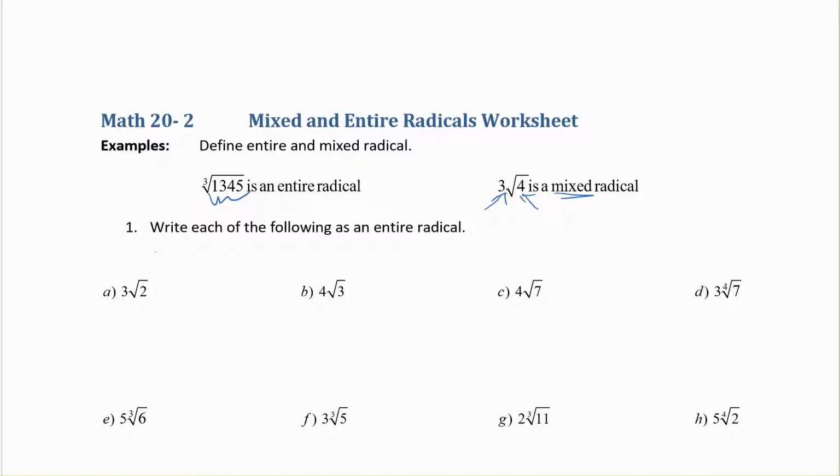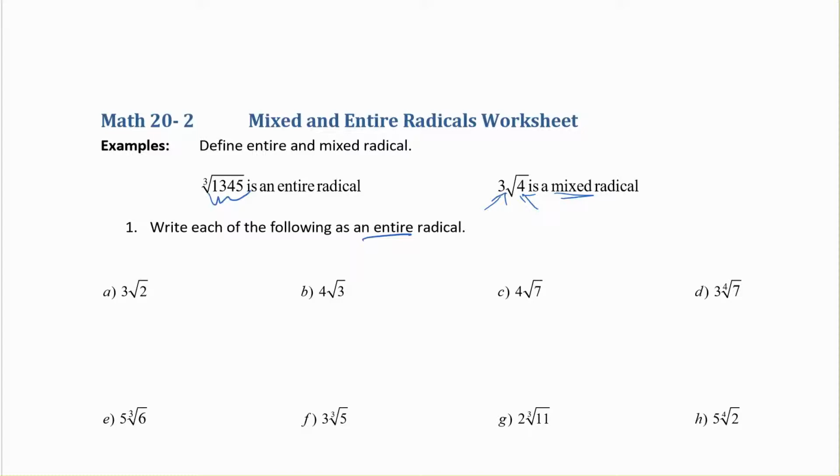So the first one here, write each of the following as an entire radical. That means I want everything under the radical symbol. The first thing you've got to do is check what the index of this is. Is this a 2, which it is, or is it a 3, a 4, or whatever? This is just a square root, so there should be a kind of hidden 2 right there.